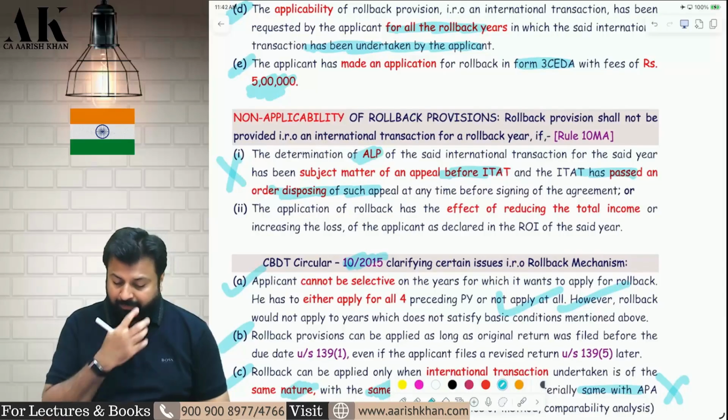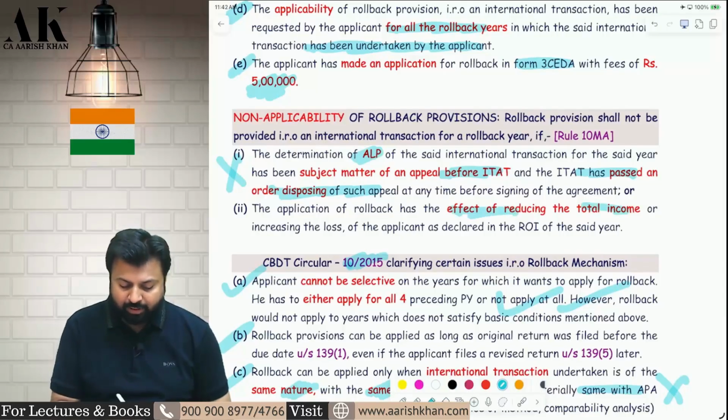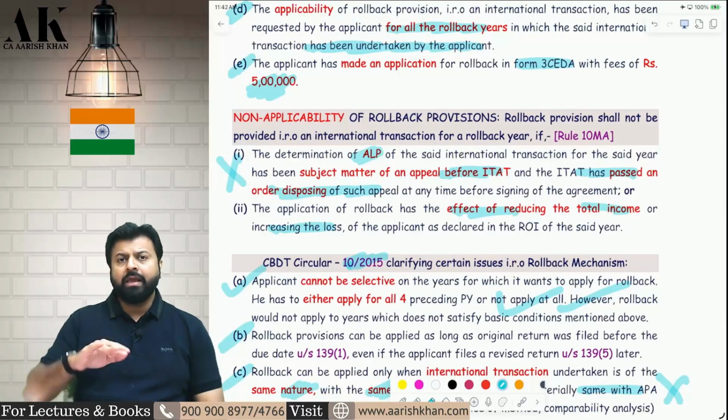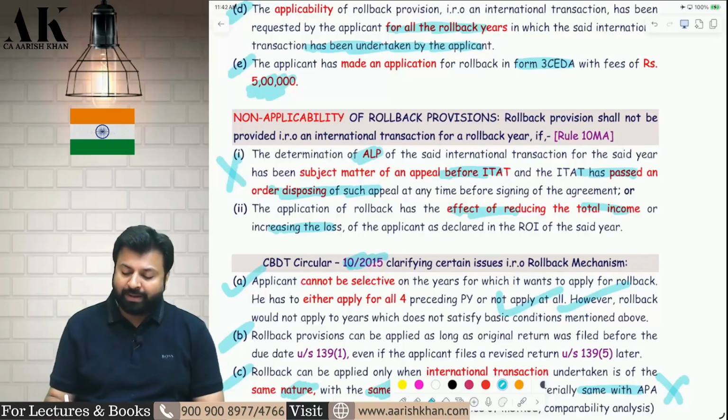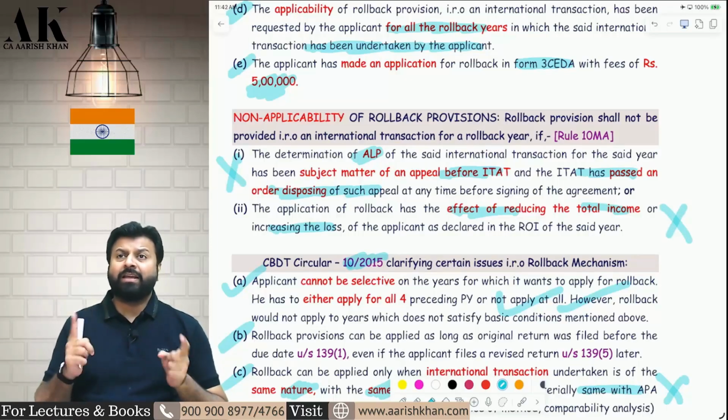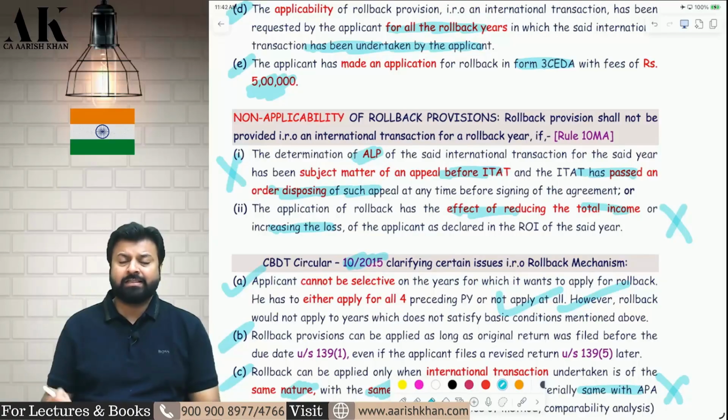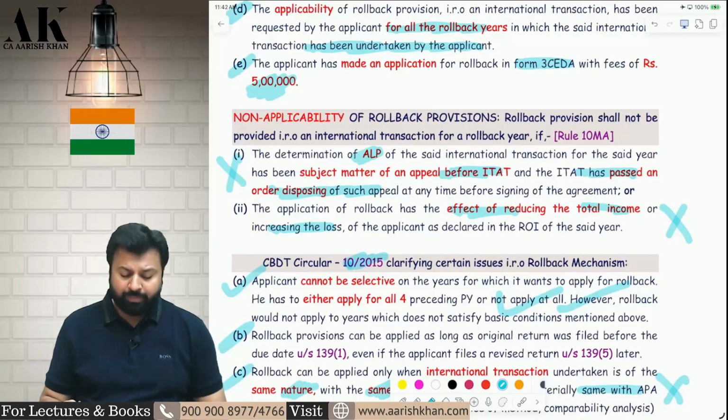Similarly, rollback is not possible if it has the effect of reducing the income or increasing the loss. If after doing the rollback the income is reducing, it means it is a loss to the CBDT and a benefit to the assessee. Or if the loss is increasing, it means a benefit to the assessee. Then in that case, rollback is not possible. Rollback is possible only if the income increases or if the loss decreases. Otherwise, rollback is not possible. I hope it is clear to all of you.